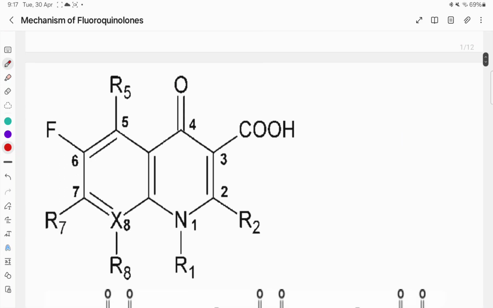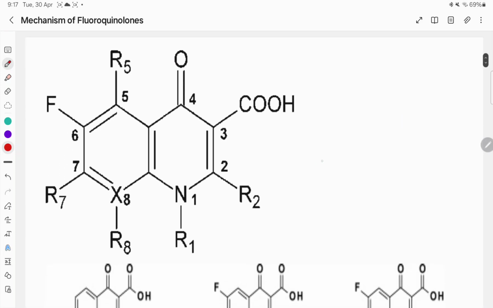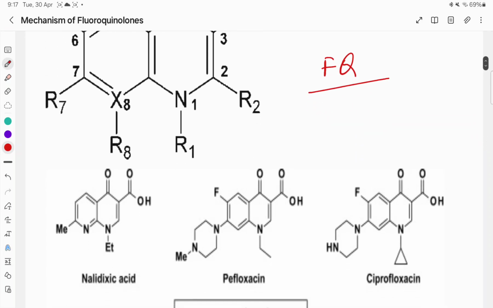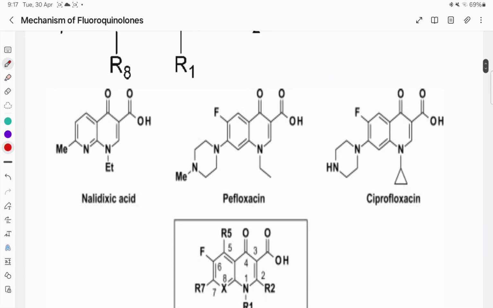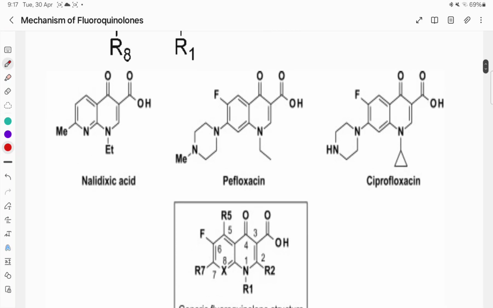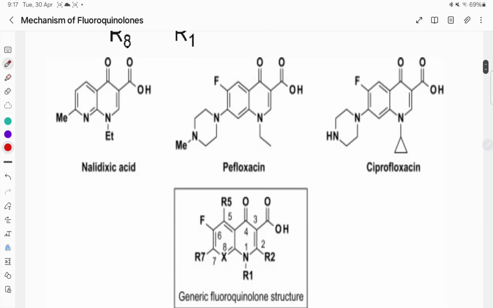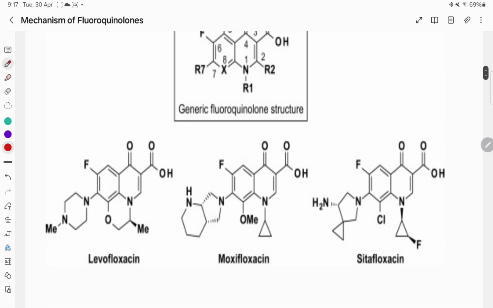And this is the general structure of the fluoroquinolone, and different derivatives of this fluoroquinolone scaffold lead to all the structures like nalidixic acid, ofloxacin, ciprofloxacin, levofloxacin, moxifloxacin, sitafloxacin.